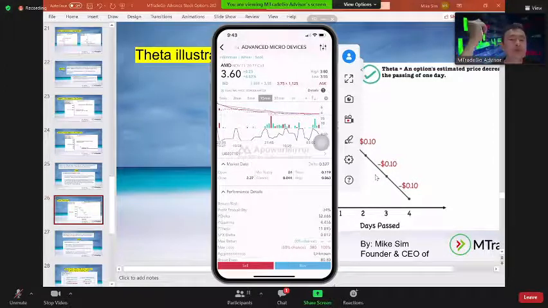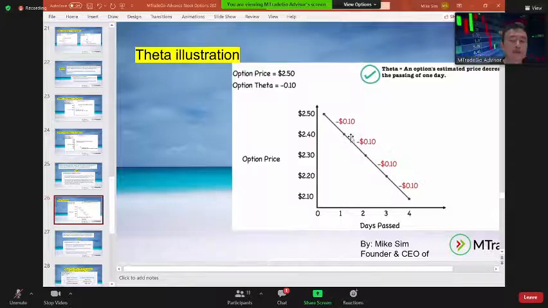If you look back, all other things equal, as the days pass, the option price will tick down, tick down. As a seller, you want this to happen, because you are collecting 10 cents, 10 cents, 10 cents every day, if nothing happens to this stock, if the IV is not high and there is no spike in the stock.